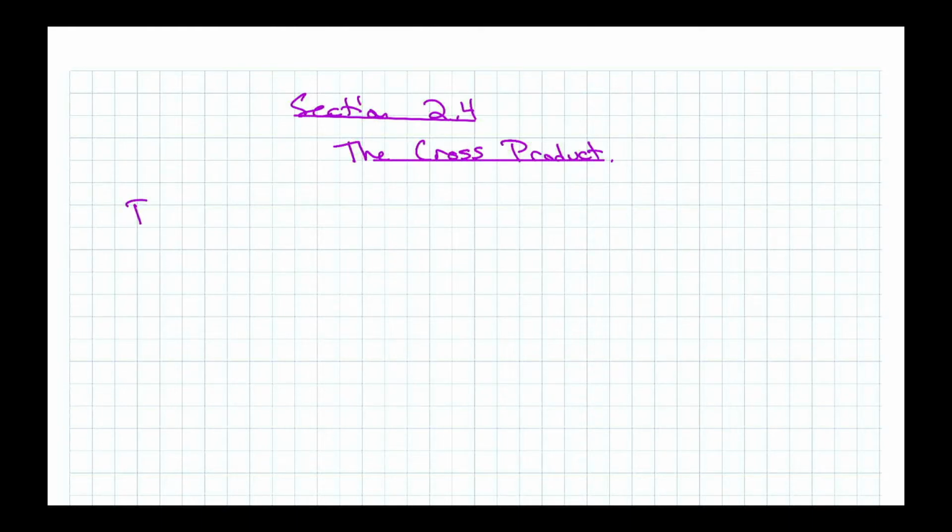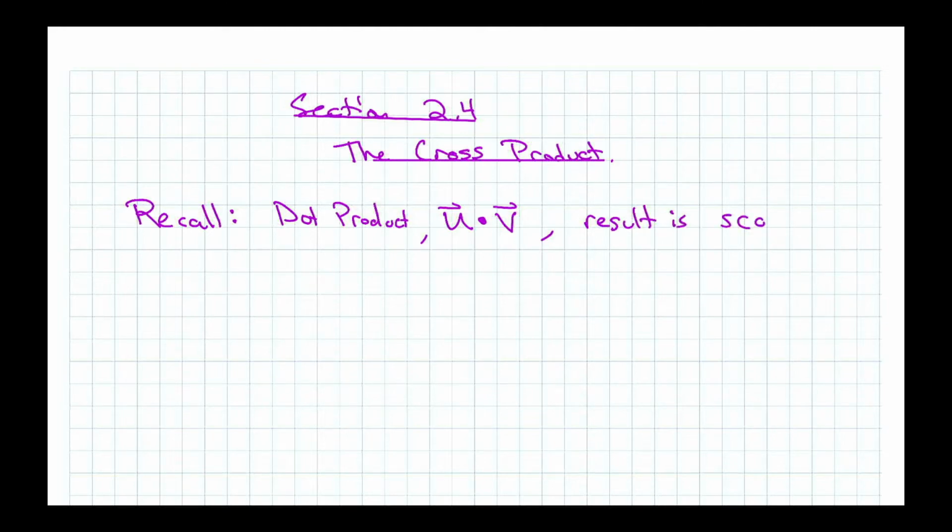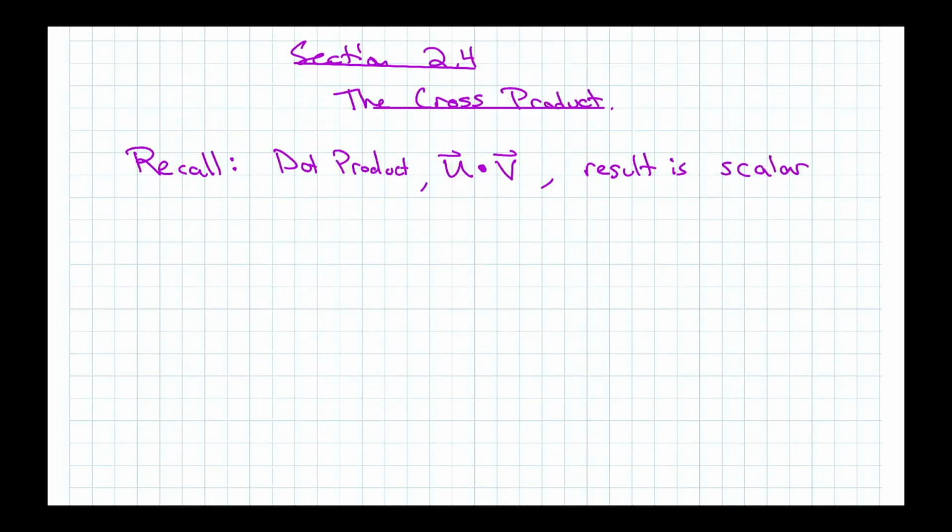So this is just, recall, we had the dot product, which was written u dot v, and we know that u dot v turned out to be a scalar. The result is a scalar, a number, a single number.